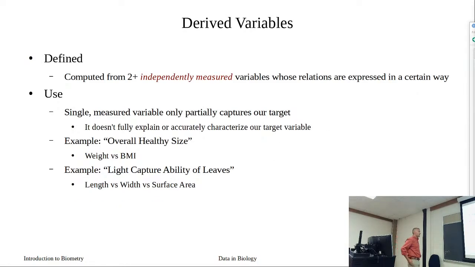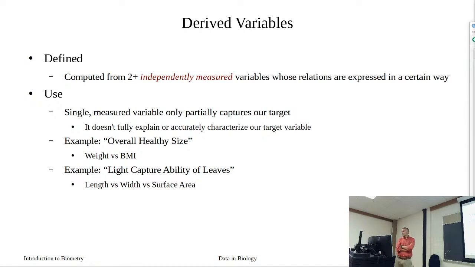All right, so these derived variables are computed from two or more independently measured variables whose relations are expressed in a certain way. That whose relations are expressed in a certain way is basically however we are taking this derived variable. So surface area to volume ratios. Surface area is measured independently, volume is measured independently. Taking the ratio is that expressed in a certain way. It's expressed as a ratio. All right, you can say area. A surface area is a derived variable.